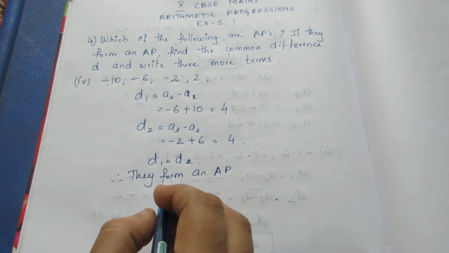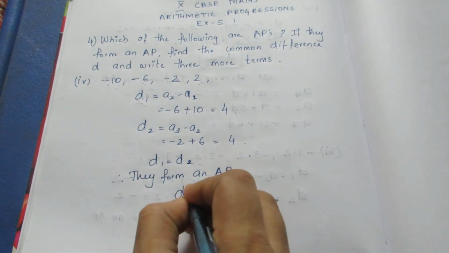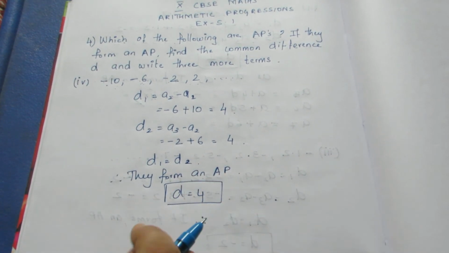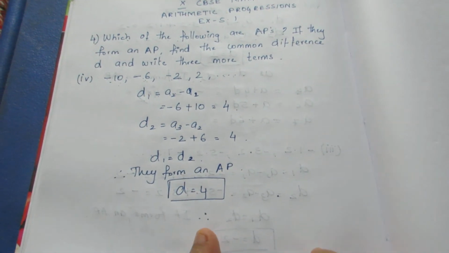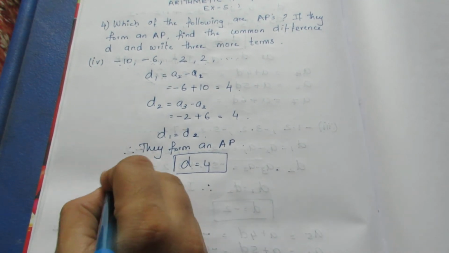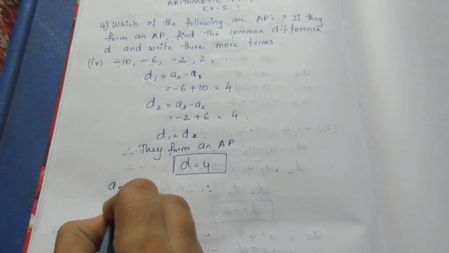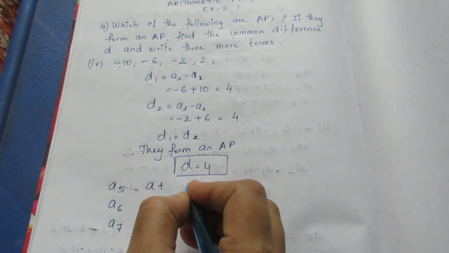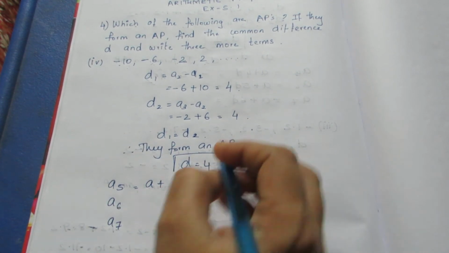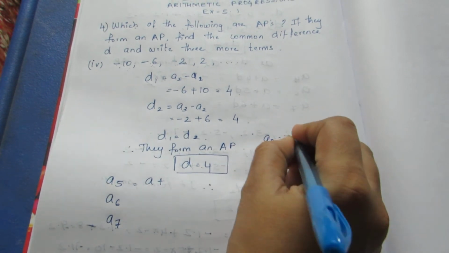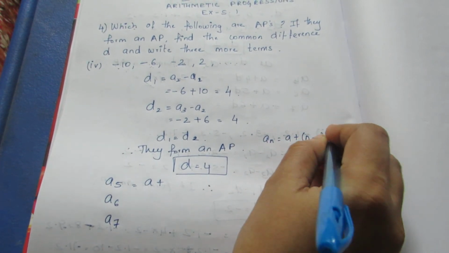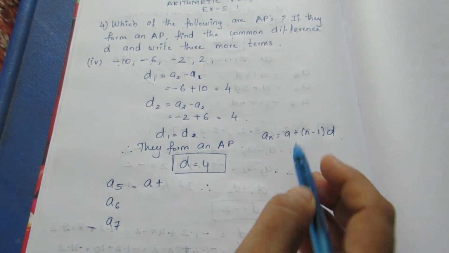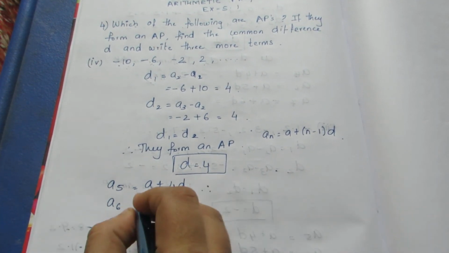We need to find the D. What we got is our D, so your common difference is 4, and we need to find the next terms, that is A5, A6 and A7. For A5, the formula we know is An equals a plus n minus 1 into d. If I substitute 5 instead of n, I get 5 minus 1, 4d. So directly I am writing 4d.